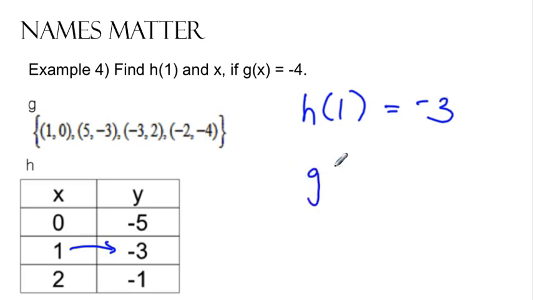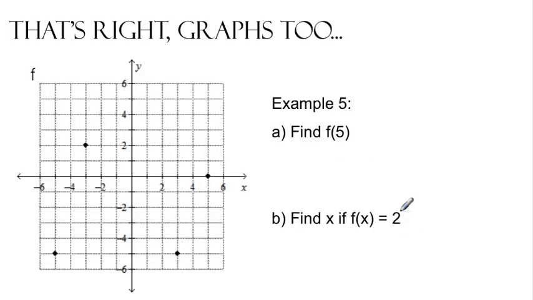Now I'm asked to find x if g of x is equal to -4. So this is saying that the range value, all of this taken together, is -4. And I want to know the domain value that goes with that in function g. So now I'm just looking at function g, and I want to find a y value of -4. Well, there we go. My x value then would be -2. So g of -2 is equal to negative 4. So that's why we have the names. That way if I have multiple functions, I can tell the difference between them.